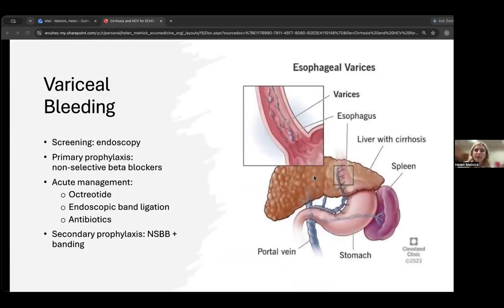Variceal bleeding is life-threatening. In general, screening endoscopy is recommended for patients with cirrhosis, but if portal hypertension is known, whether we've seen varices on imaging, or if we've seen other signs of portal hypertension, non-selective beta blockers can be started without completing an EGD. Non-selective beta blockers reduce the portal pressure. In acute bleeding, and from an inpatient standpoint, we can also use octreotide, antibiotics, and we can do endoscopic band ligation, which is the standard. Secondary prophylaxis combines the non-selective beta blockers and repeat banding.